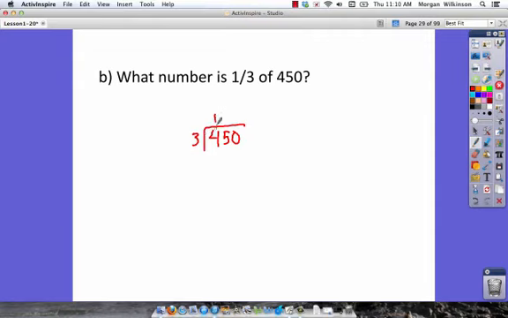3 goes into 4 one time. We get 3. We're going to subtract. We've got 4 minus 3, that's 1. We bring down our 5. 3 goes into 15 5 times. We get 15. We subtract. We've got 0. 3 goes into 0 0 times. So we've got 150. 150 is our quotient. That is the number that is 1/3 of 450.